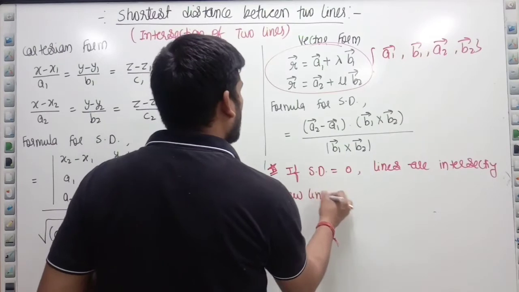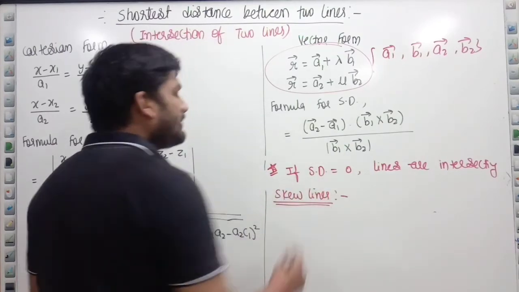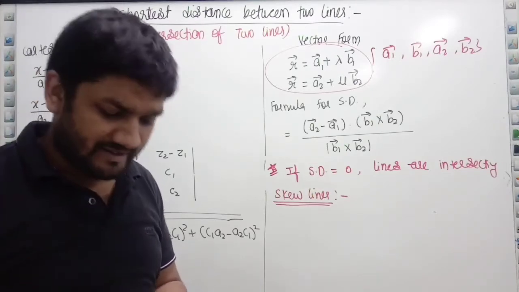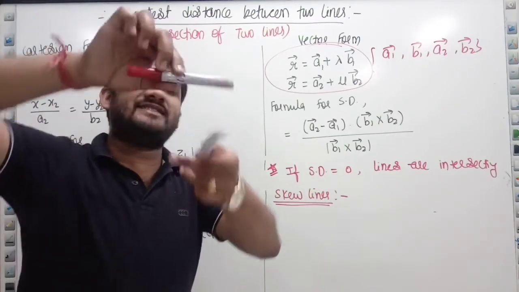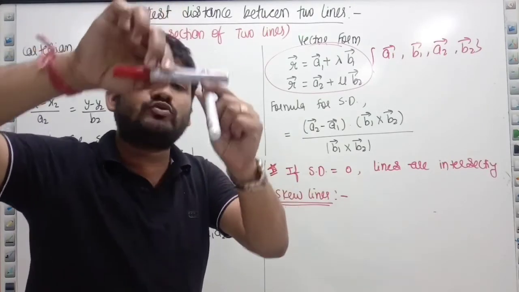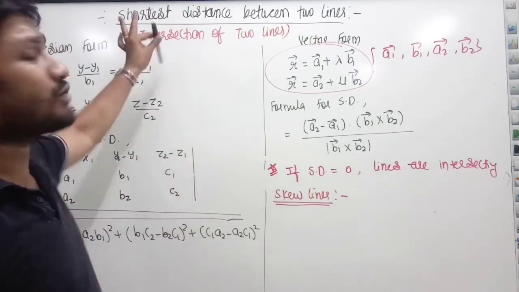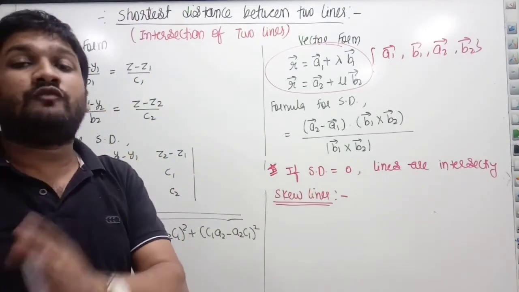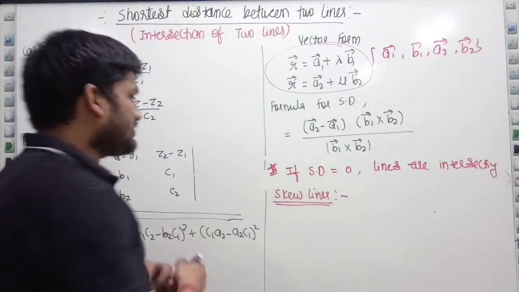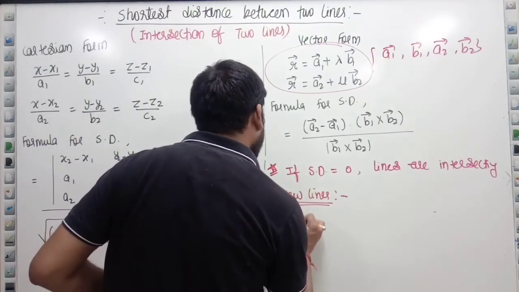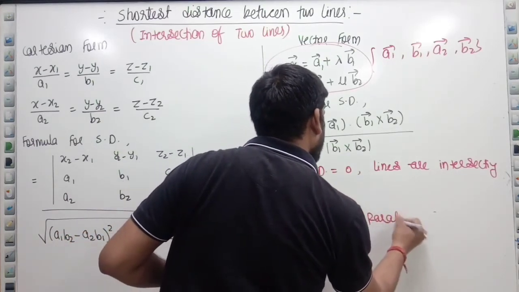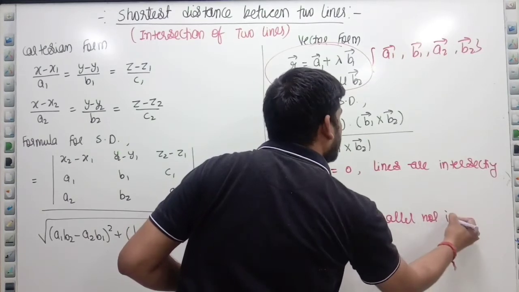One thing that is very important is skew lines. What do we mean by skew lines? Skew lines are two lines which are neither parallel nor intersecting. Lines of this type we call skew lines. These two lines are neither parallel nor intersecting, which means these two are skew lines. So we are finding the shortest distance for skew lines. For parallel lines, we'll make a separate video. Right? So what are skew lines? Lines neither parallel nor intersecting.